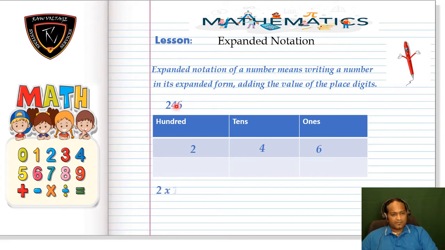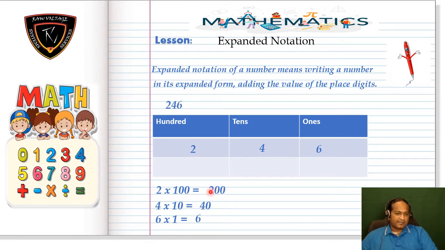So, for example, if we have to find out the value of this 2, it will be 2 multiplied by 100 because it is in the hundreds place. 2 multiplied by 100 is equal to 200. For the 4, it will be 4 multiplied by 10 because the 4 is in the tens place, which is equal to 40. And the same goes for the 6. The 6 is in the ones place, so it's 6 multiplied by 1, which is equal to 6.